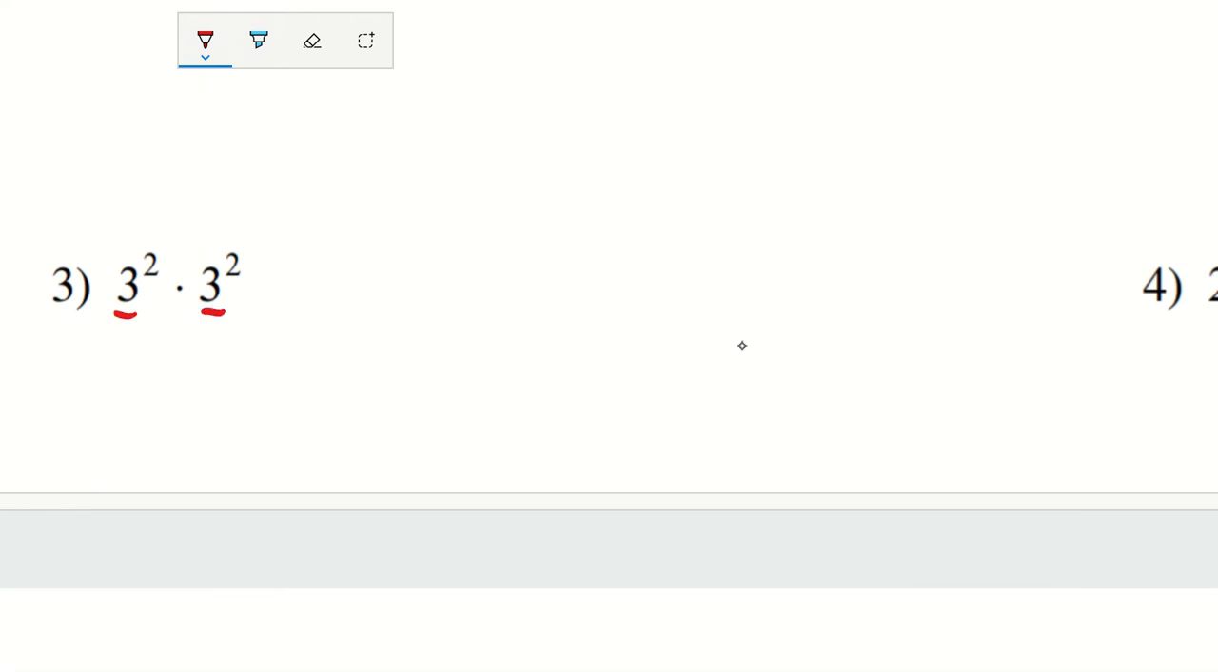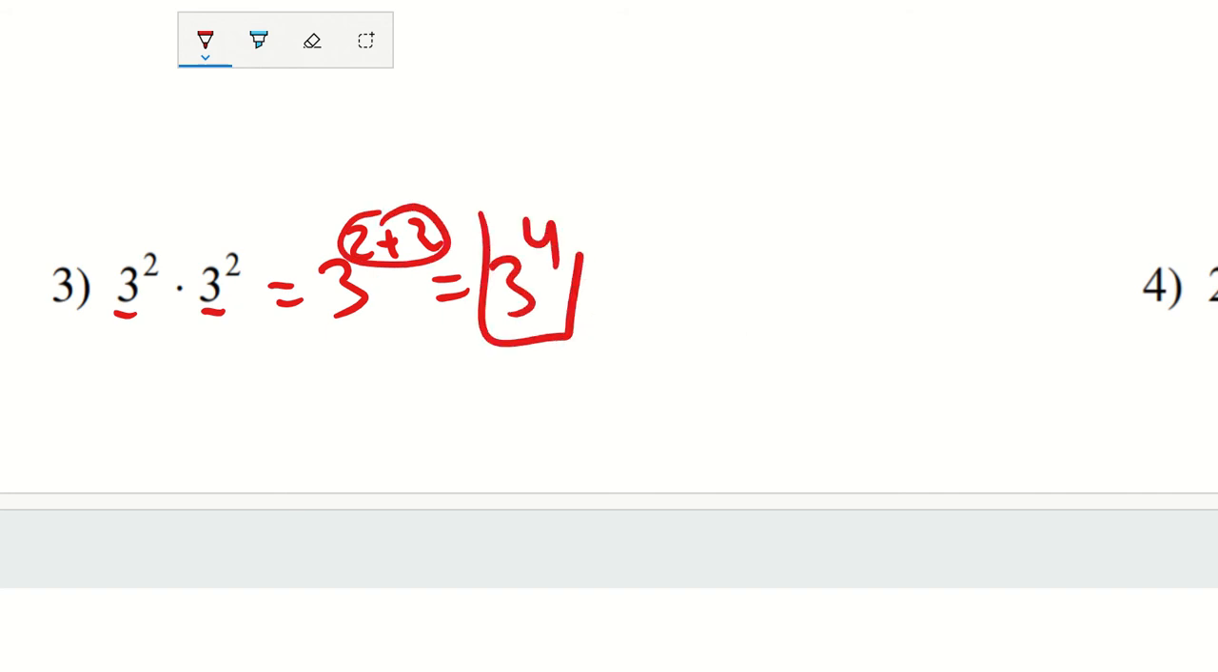So the next example is 3 squared times 3 squared. We're going to keep the base, and we're going to add the exponents. So 2 plus 2 is 4, and my answer would be 3 raised to the 4th power.